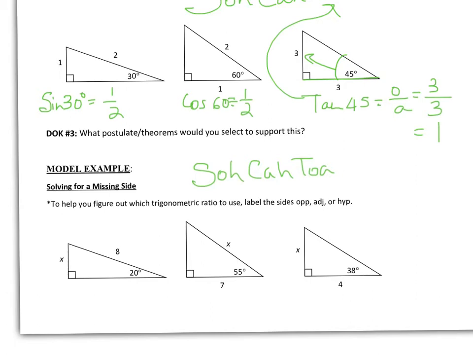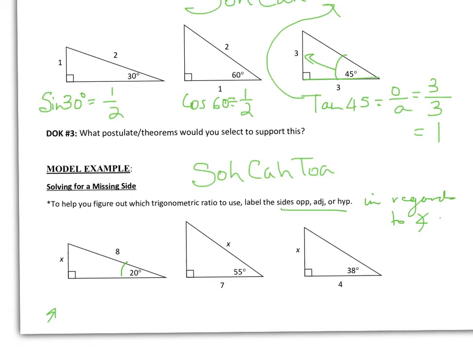There is something that you need to be aware of. Let's look at some model examples to help us figure out which trigonometric ratios to use. We're going to label our sides opposite, adjacent, or hypotenuse, and everything is in regards to the angle. Let's look at this one. The angle in question is 20, so we have 20 right here.